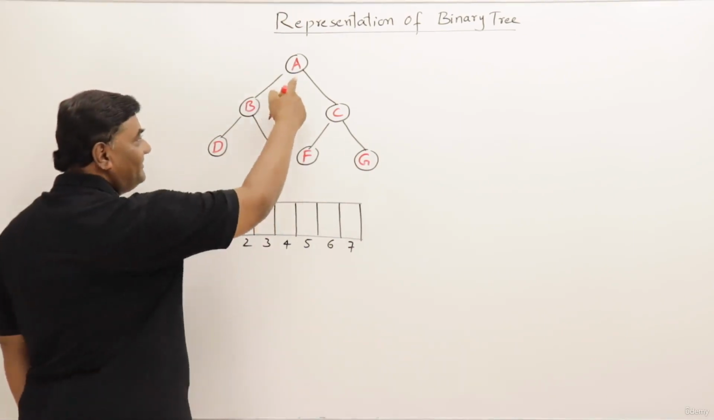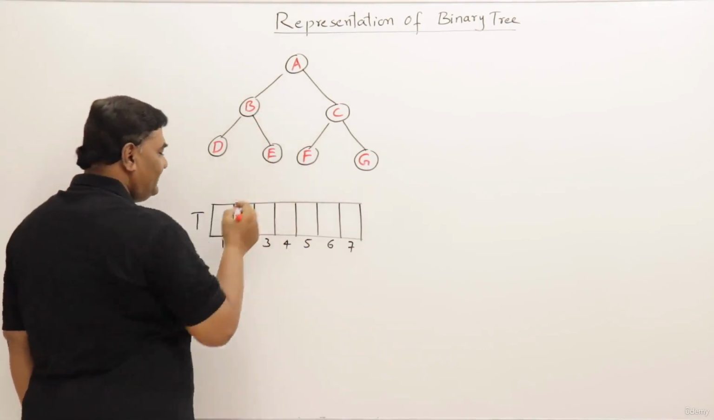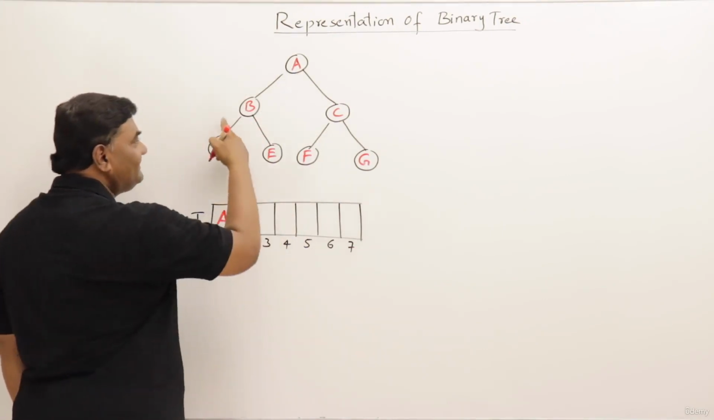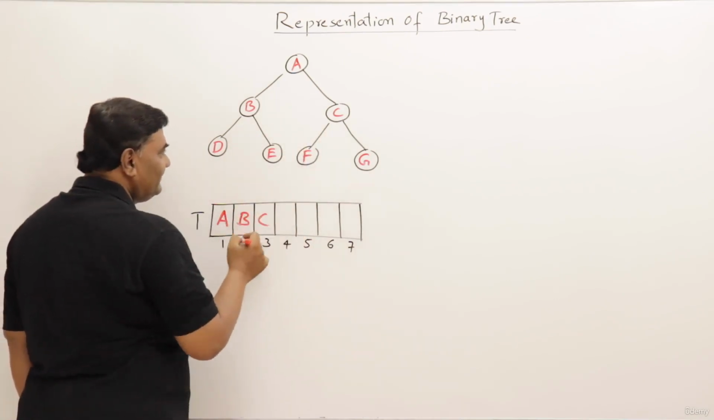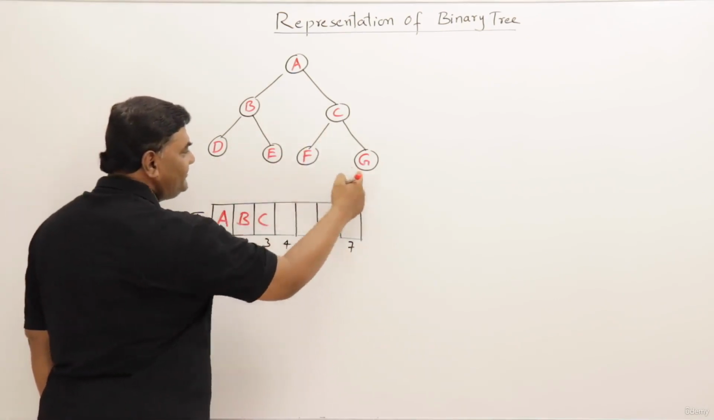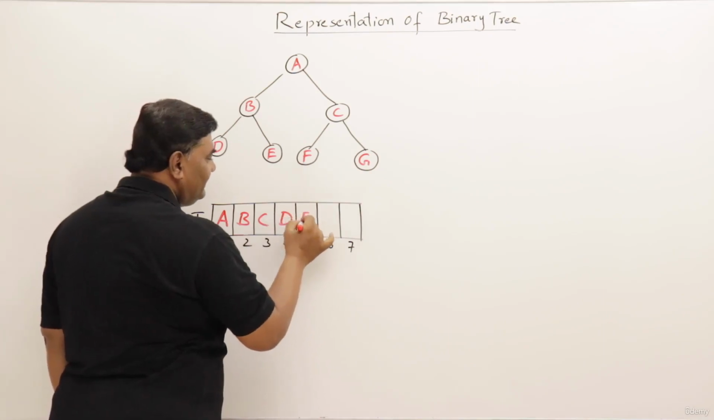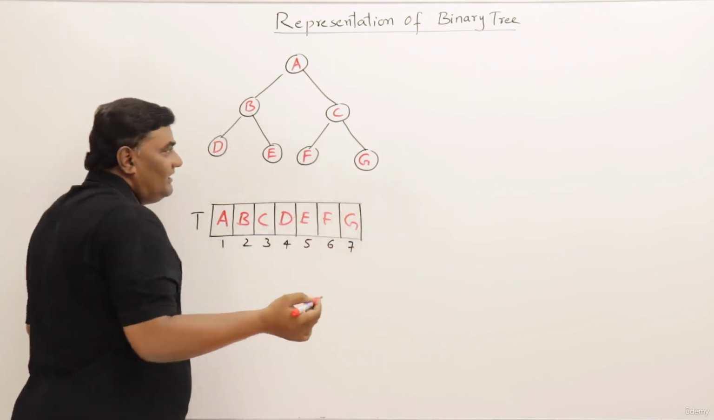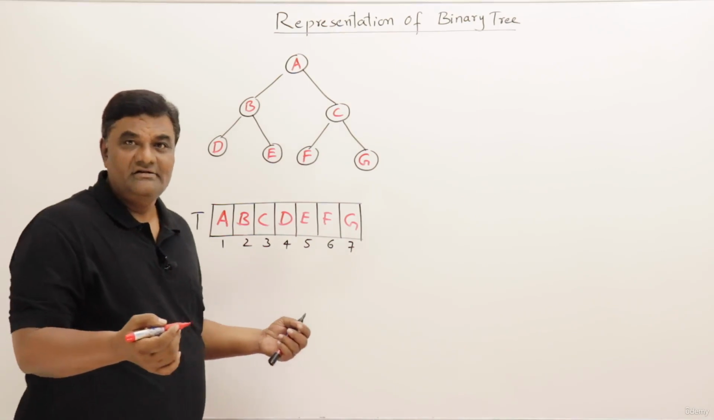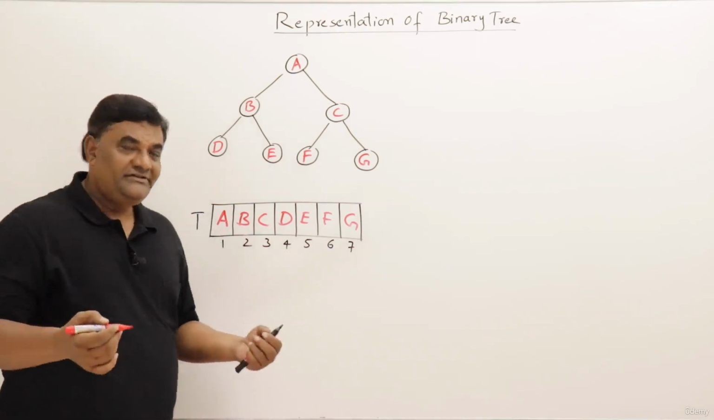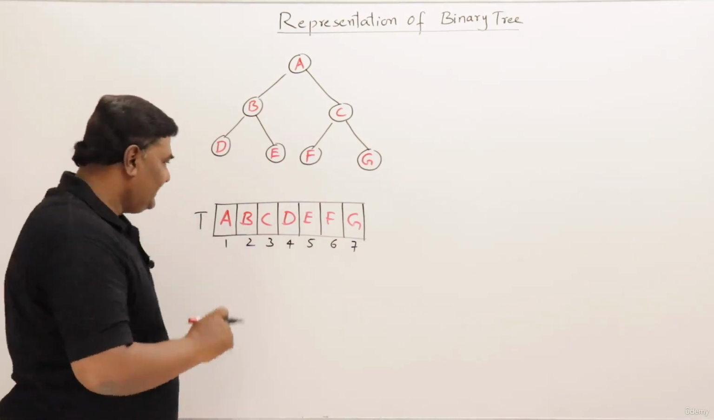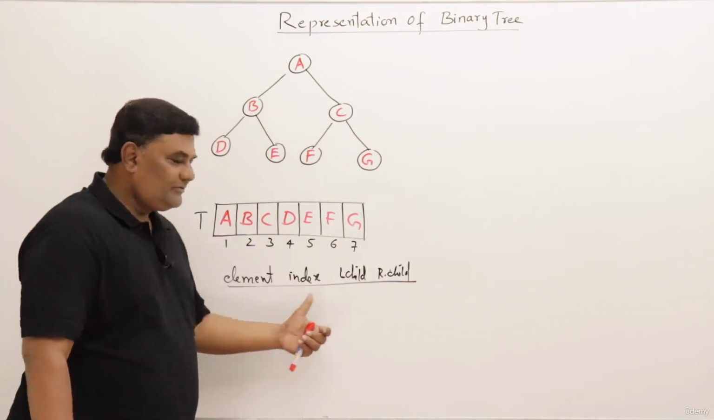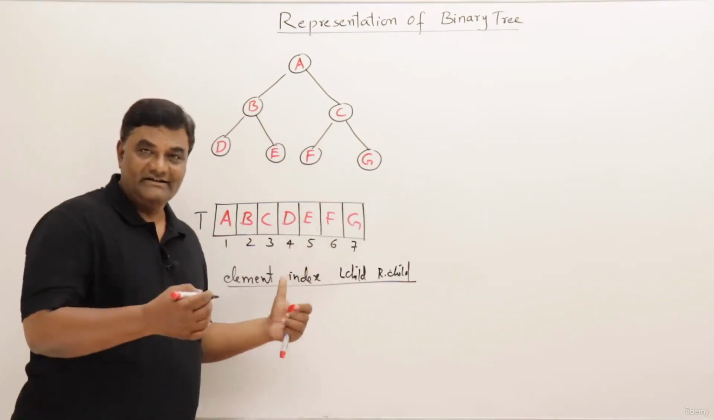I will store these elements level by level. So the first level element is A. The next level, second level, B and C. So okay, I will store B and C. Then third level, D, E, F, G. So D, E, F, G. I have stored all the elements. Now I have to see whether the relationships are preserved or not. Let us observe the indices. Here I will prepare the table of indices. With that you can understand.